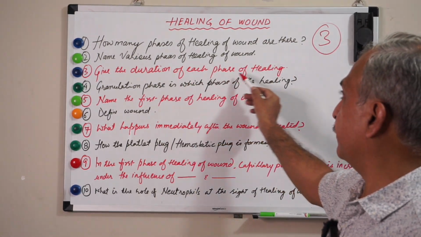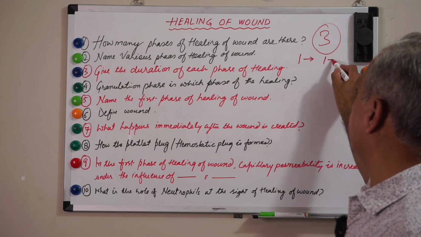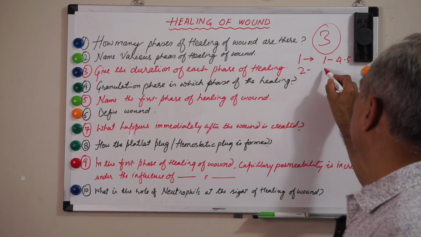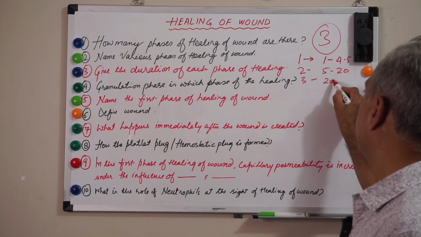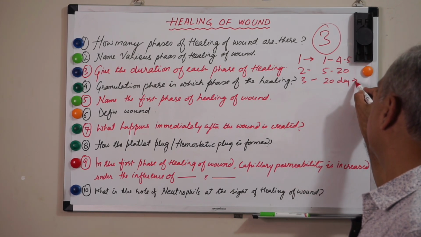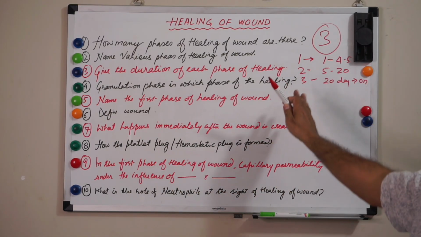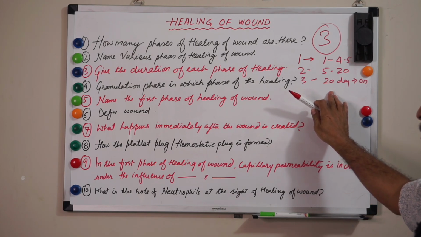Give the duration of each phase of healing. So phase 1 is 4 to 5 days, phase 2 is 5 to 20 days, and phase 3 is 20 days onwards. So these are the things that you have to write. Just this much is asked and you have to write only these things.